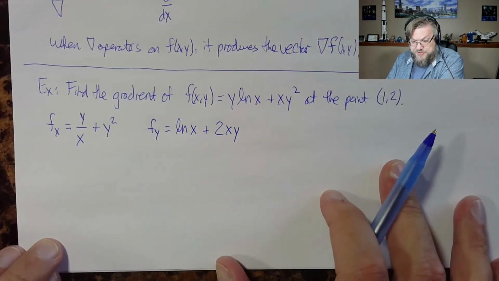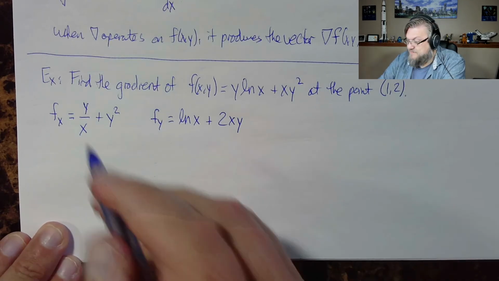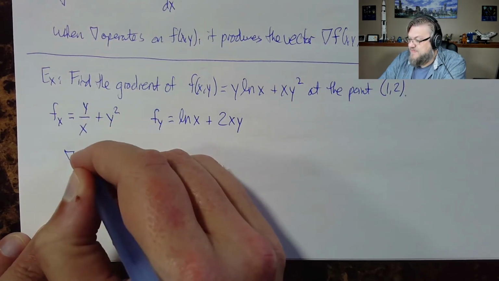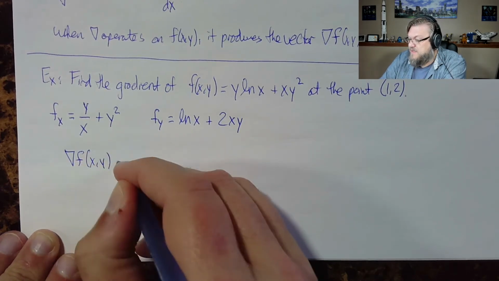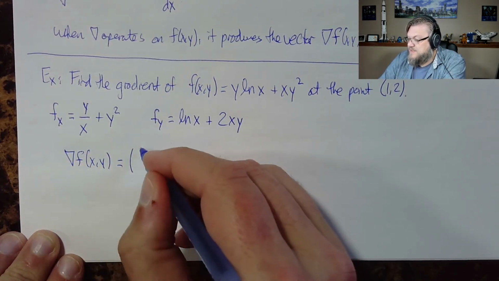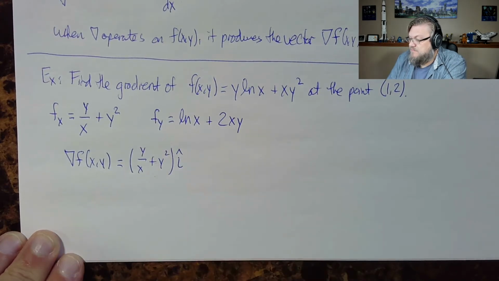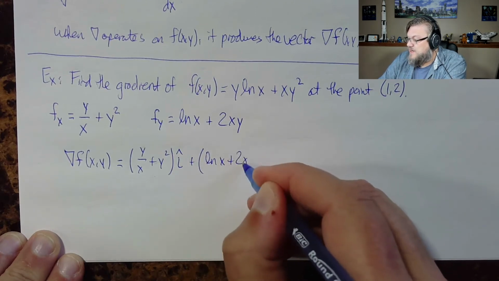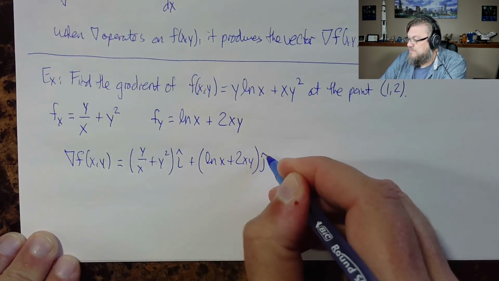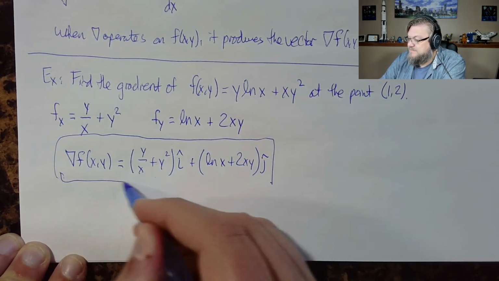Now those are my partials. And so now I just have to assemble them and write up the gradient. Therefore, the gradient of f at xy is going to be the following thing. It's going to be y over x plus y squared i plus ln of x plus 2xy j. So that's my gradient at all xy values.